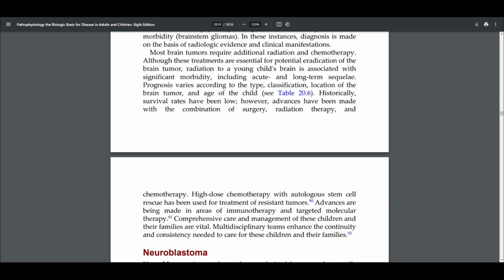Although these treatments are essential for potential eradication of the brain tumor, radiation to a young child's brain is associated with significant morbidity, including acute and long-term sequelae. Prognosis varies according to type, classification, location of the brain tumor, and age of the child. Historically, survival rates have been very low. However, advances have been made with the combination of surgery, radiation therapy, and chemotherapy.